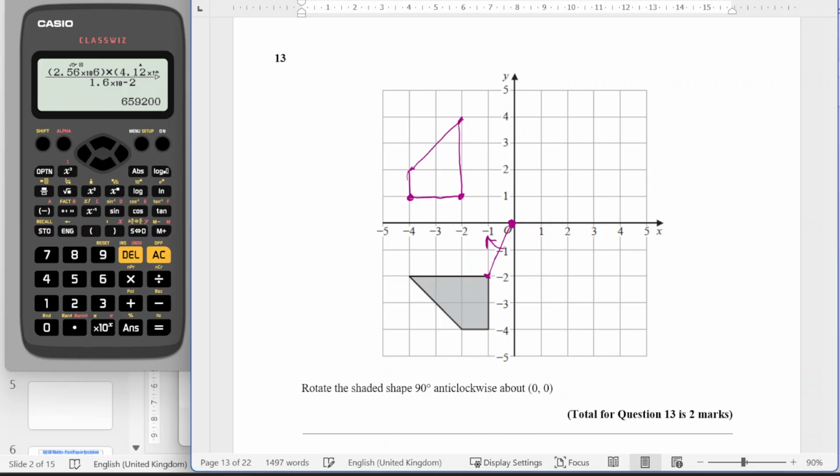And I've gone the wrong way. I've gone clockwise. So mistake there. Same principle though, anti-clockwise is that way. So I'm going to look at that point. So that point's going to move to there, from there. So that should be my rotation.